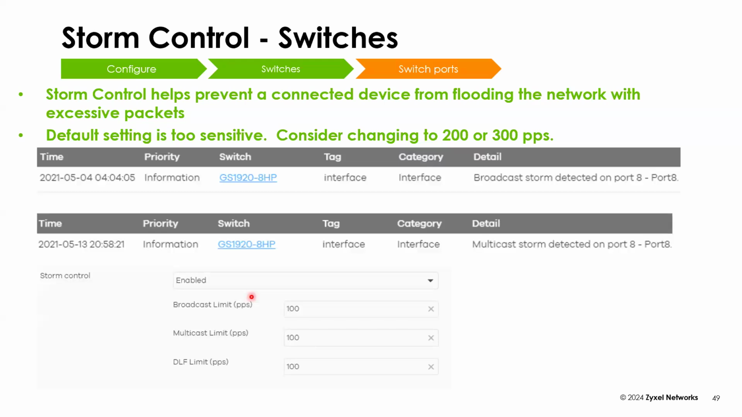Facebook is a good example of this. Facebook can easily generate 170, 180 different requests to all the different servers that are serving images, servers that are serving ads, ad tracking, video embeds, all that type of stuff that goes into a Facebook page. So it can easily trigger a broadcast storm alert in your logs just by opening up a single Facebook page. So bump that up to 200 or 300, and it will still let you know if there's something creating a lot of packets, but it will get rid of a lot of those false positives.